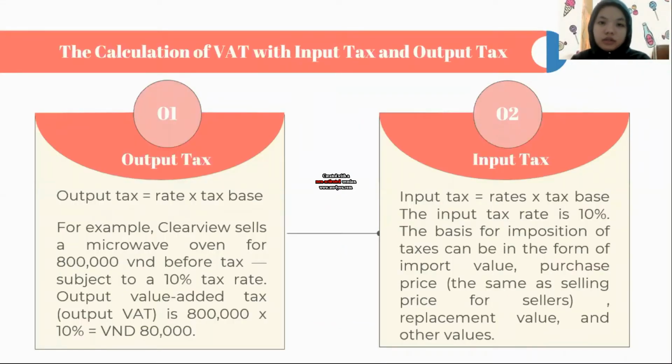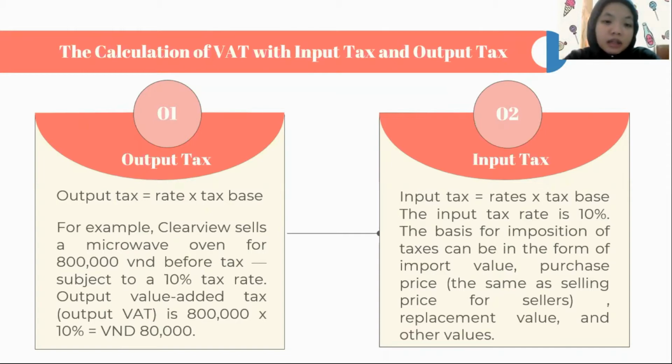So going to the first topic, the calculation of VAT with input tax and output tax. First, we will talk about output tax. The definition of output tax has already been explained by the previous group, so I just want to repeat it to make sure you remember it. Output tax is a tax levied by a taxable entrepreneur from the activity of selling or delivering taxable goods and or services to customers, either in cash or on credit, calculated from the net selling price of 10%. The formula to calculate output tax is rate multiplied by tax base.